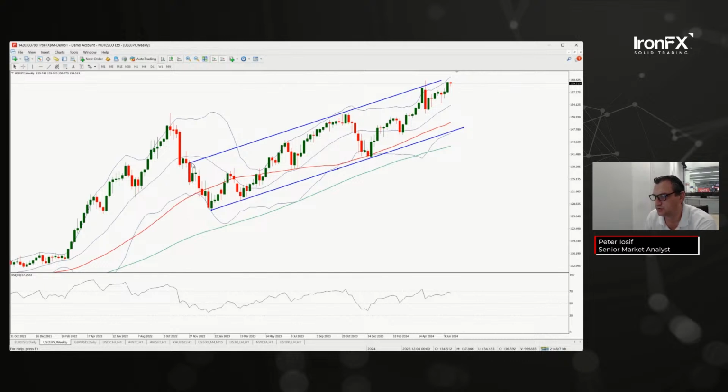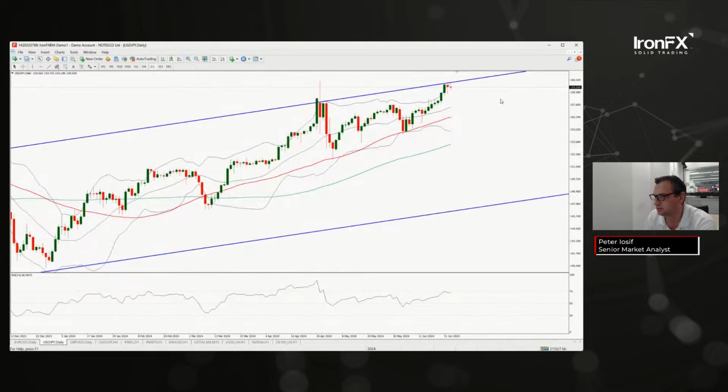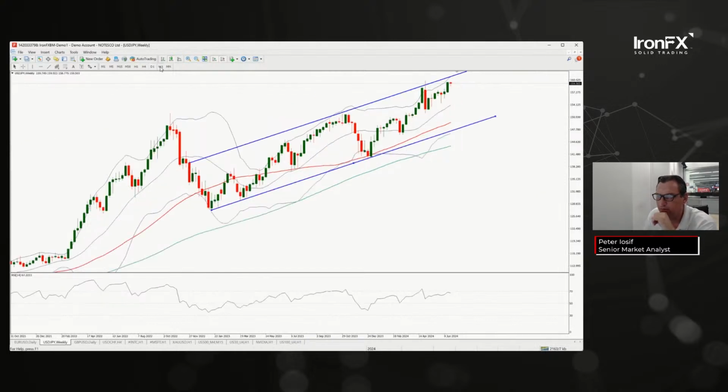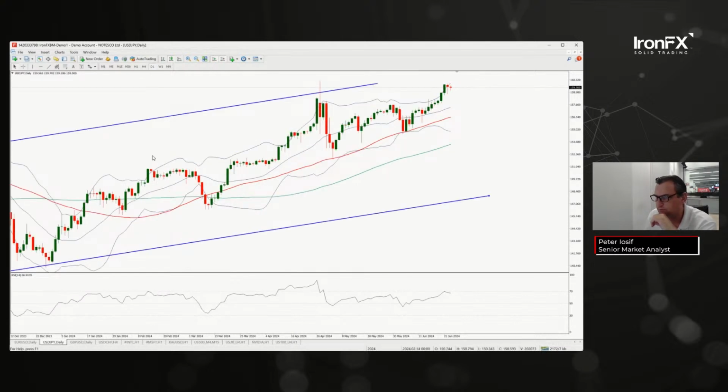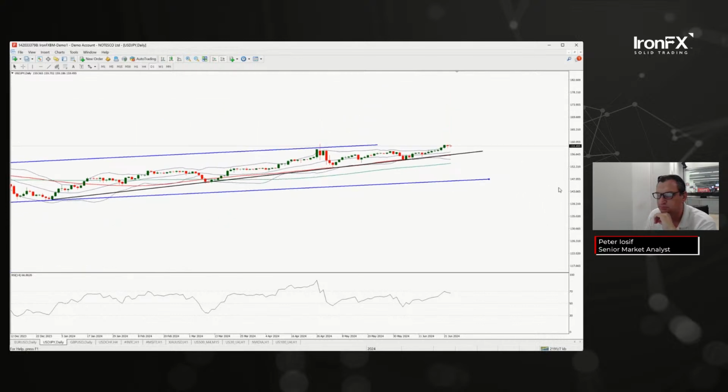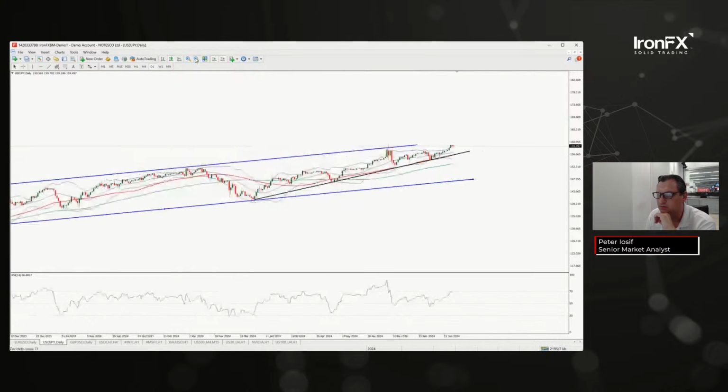And actually this could be extended back to the daily chart. Sorry, back to the weekly chart and pulling it back a bit. Daily. There's an upward trend line within the upward channel. Zooming out.